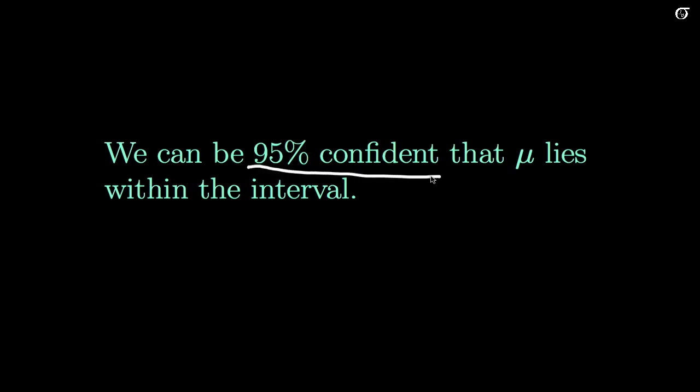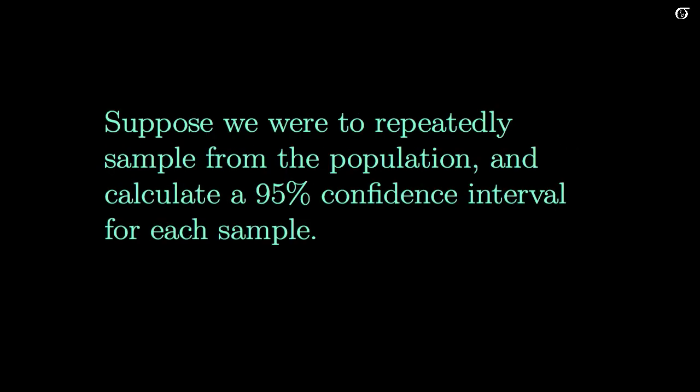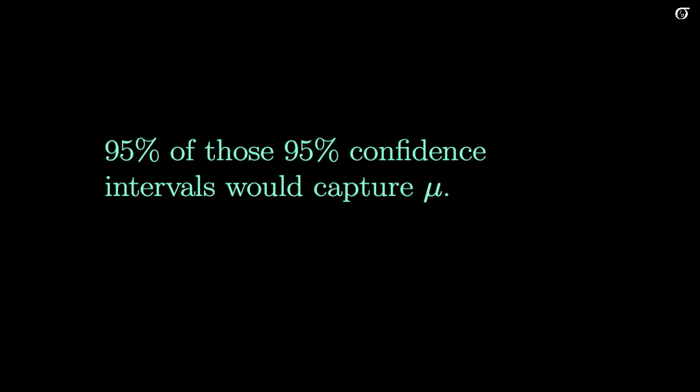95% confident? What exactly does that mean? Well, in statistics terms, we usually phrase it another way, and this other way is a little bit more confusing. So we say things along these lines. Suppose we were to repeatedly sample from the population and calculate a 95% confidence interval for each sample. Now we don't actually do this in practice, but just conceptually, if we were to do this, then 95% of those 95% confidence intervals that we calculate would capture the true value of the parameter mu.